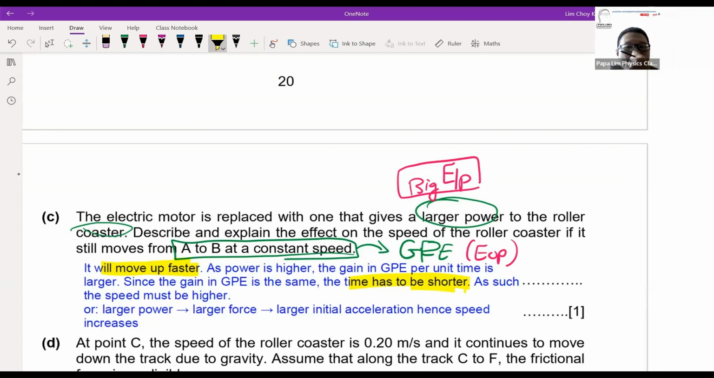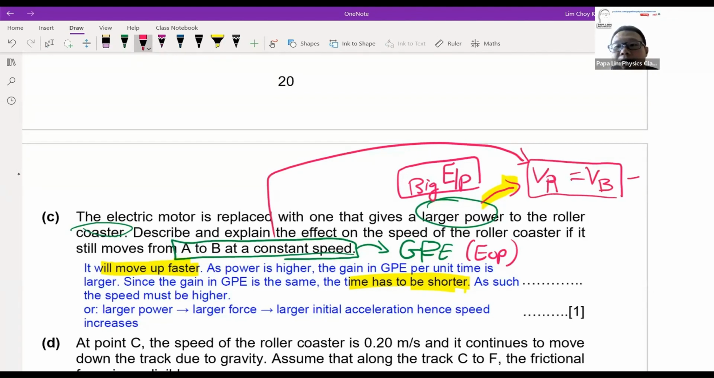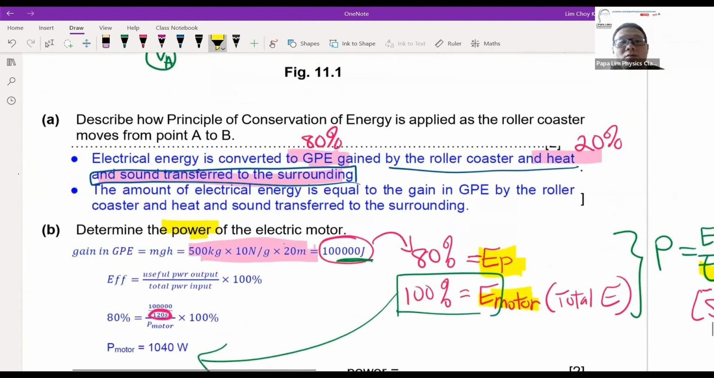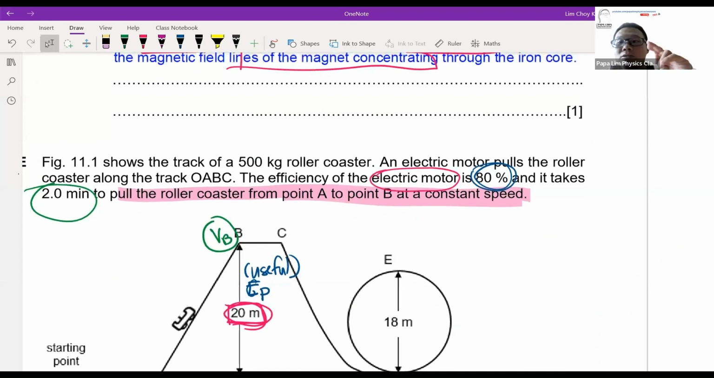For me to go up from A to B in a shorter, faster time, with the bigger motor, and coupled with the condition that the speed at A and B has to be the same, which means my speed at A has to be the same as the speed at B, plus the fact that I have a bigger input and a shorter time frame, this will tell us one thing: the speed at A and B in part C, with this bigger motor, as compared to the initial question, is not the same value.